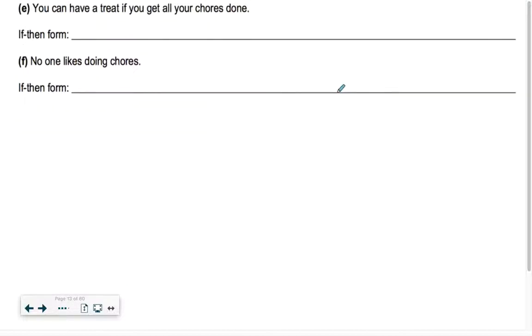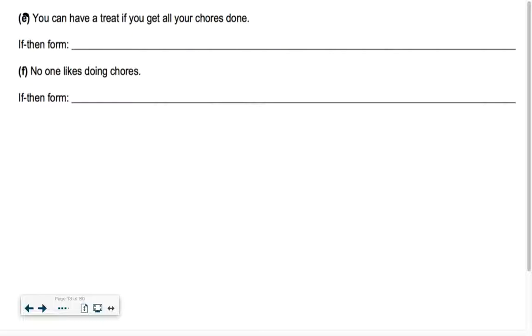So let's try this. This would be F and G. I think I mislabeled. So you can have a treat if you get all your chores done. So what would we say for that one? If you get all your chores done, then you can have a treat. You don't have to write it down. All right, and then the last one, no one likes doing chores. That's weird when you say no one. That is exactly right, Keegan. If you are a person, then you don't like doing chores. So if you are a person.